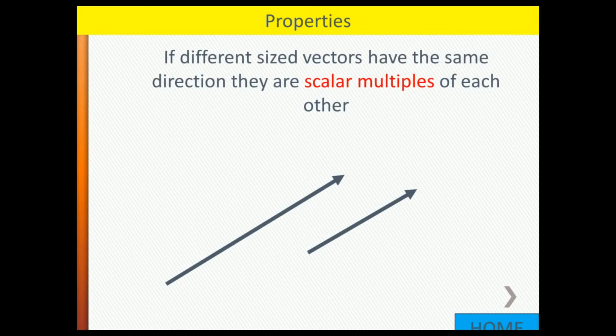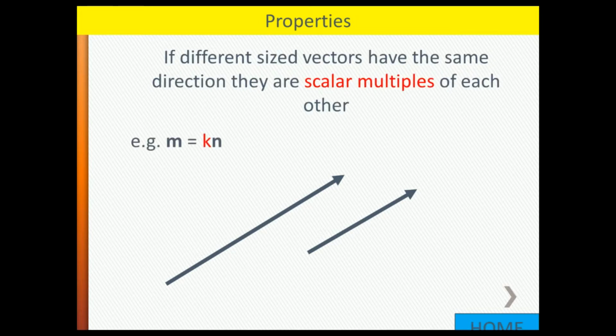If different size vectors have the same direction, they are scalar multiples of each other. What does this mean? So we have two vectors there. They're going exactly the same direction, but they're different size. So basically one is a multiple of the other one.